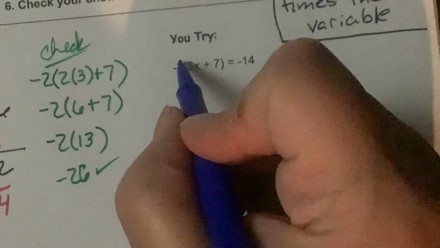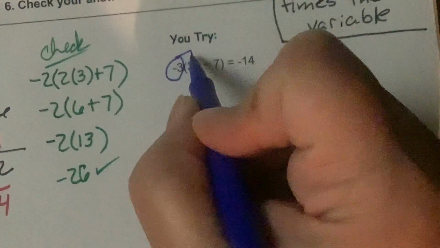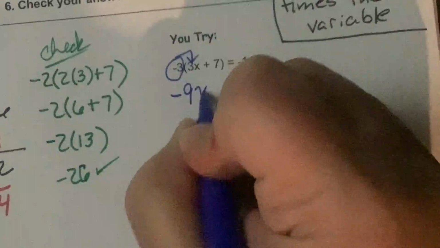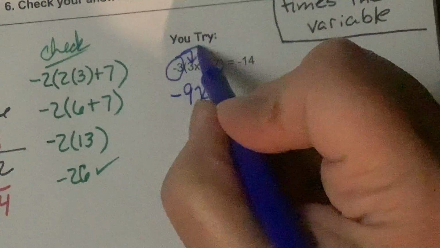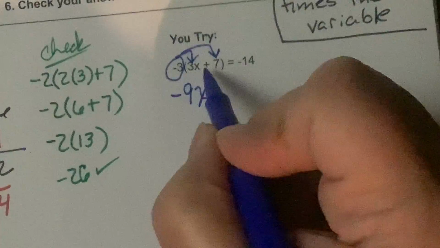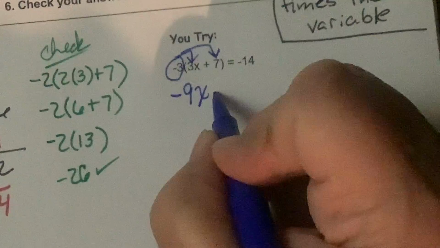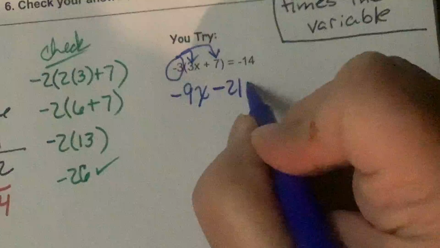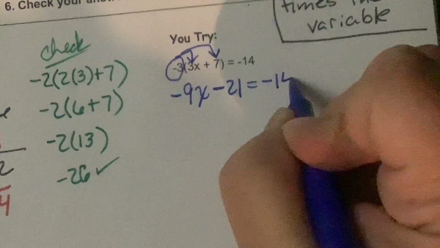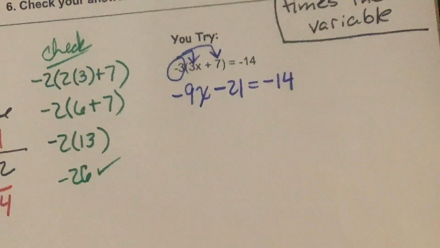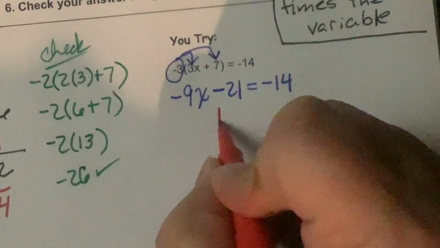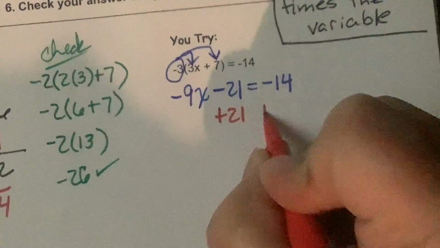Let's do this. -3 times +3 is -9x. -3 times 7. Ooh, this is going to be that plus a negative thing. I know that. -3 times 7, minus 21, equals -14. I did not let it trick me. All right. The inverse of subtract 21 is add 21 to both sides.